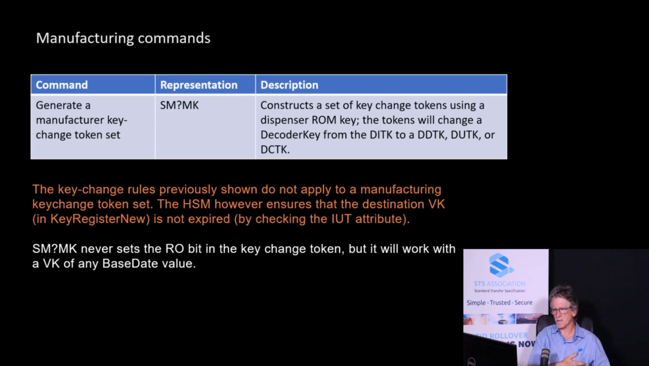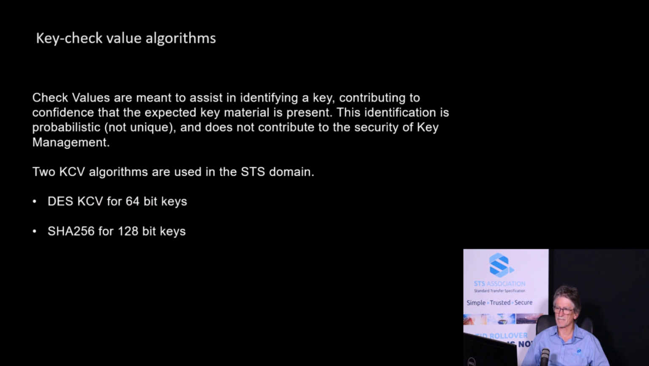The key change rules previously shown do not apply to a manufacturing key change token set. The HSM, however, ensures that the destination VK is not expired. The SMMK never sets a rollover bit in the key change token, but will work with a VK of any base state value.